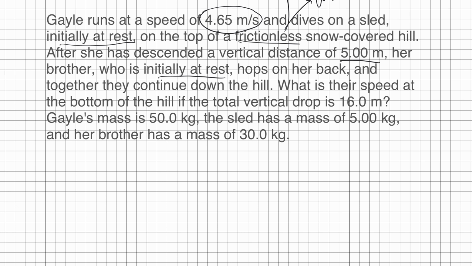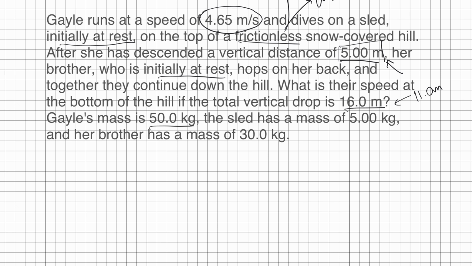The total vertical drop is 16 meters. So one thing to note, this is the initial drop, and this means that the final drop is actually 11 meters, right? Because we're going to go 5 at first, and then we're going to go another 11 in that second step. Okay, and then they're going to give us some information.